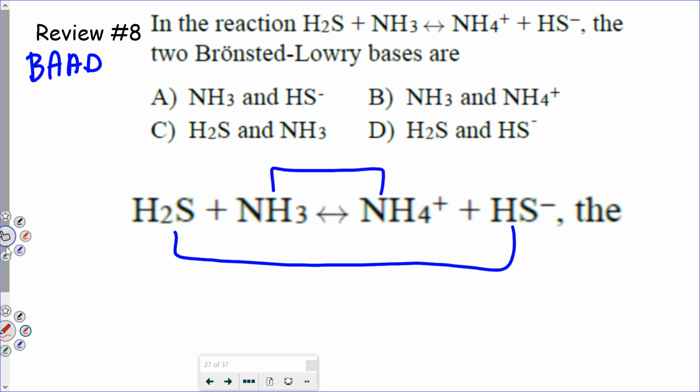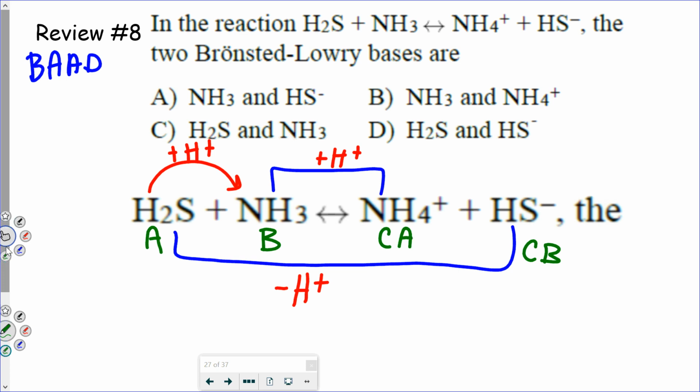Going from H2S to HS, I lost a hydrogen ion. Going from NH3 to NH4, I gained a hydrogen ion. Well, where did that NH3 get its hydrogen from? It got it from the H2S. So remember, bases accept, acids donate. The acid is always bracketed with its conjugate base. The base is always bracketed with its conjugate acid. So the two bases in this case would be the NH3 and the HS minus, which is choice A.